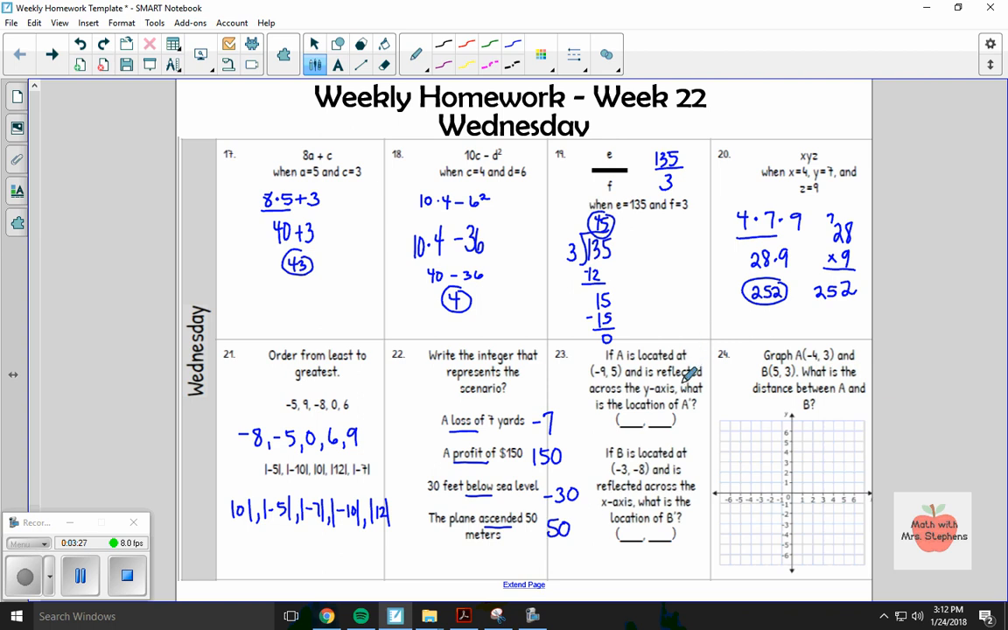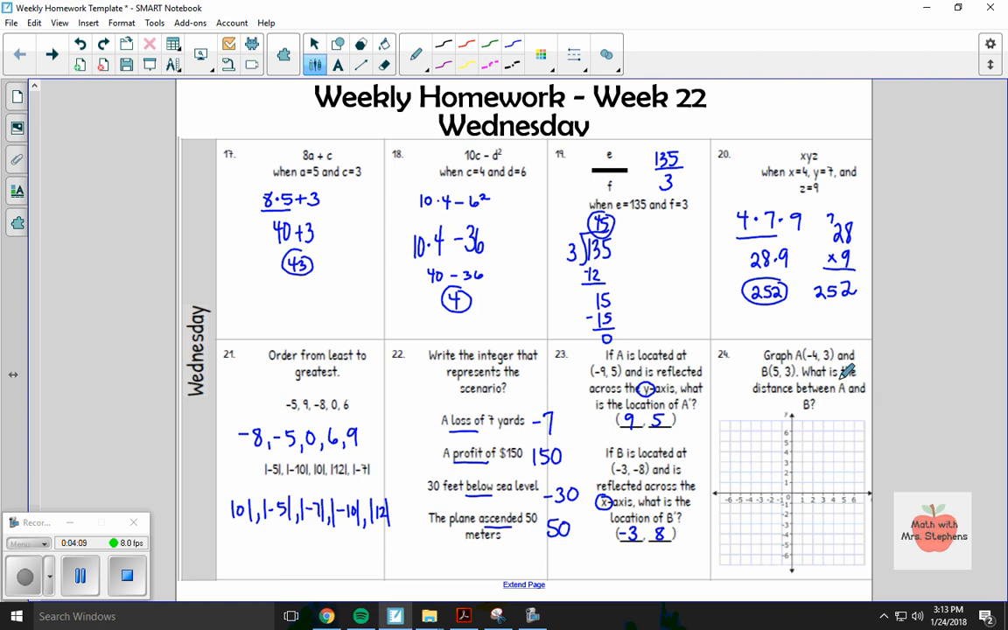Number 23, we're going to reflect this point across the y-axis. Remember, that would mean we need to change the x-coordinate. Your first number is the x-coordinate, so -9, the opposite of that is 9, and you would keep your second number, the y-coordinate. The second example, B is located at -3, -8, and we're going to reflect it across the x-axis. We need to change the y-coordinate. In this case, the y-coordinate is -8. So we will keep -3 and change -8 to +8 for its opposite.